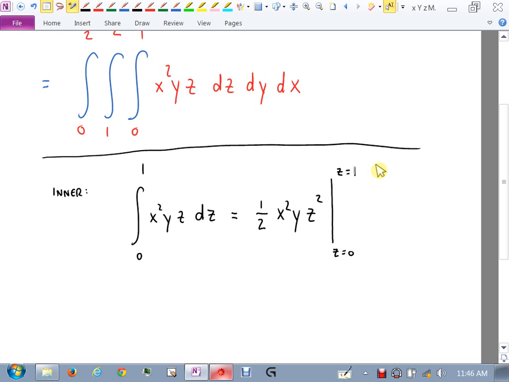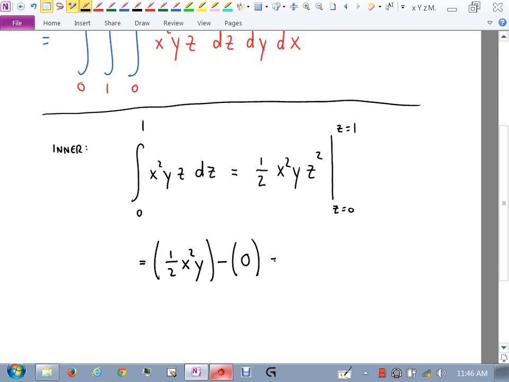So just make sure you remember what you're plugging in and what you're replacing here, because you have 3 variables, right? You need to remember which one's getting replaced with 0 and which one's getting replaced with 1. It's the z value. So if z is 1, this becomes 1/2 x squared y. If z is 0, what do you get? 0. So your answer here is just 1/2 x squared y. That's your inner integral.